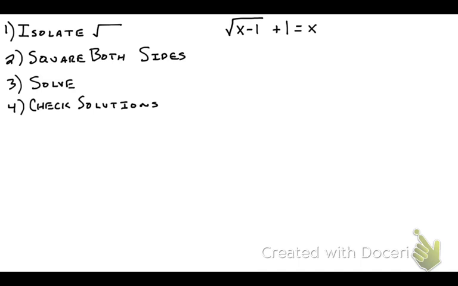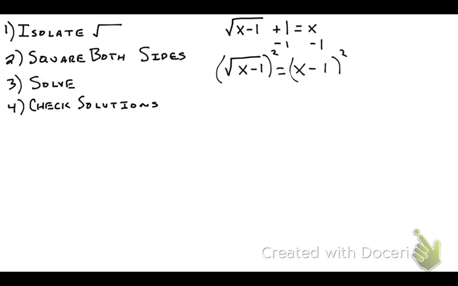In this problem, the square root of x minus 1 plus 1 equals x, we need to isolate the square root first by subtracting 1 from both sides. And this will give us the square root of x minus 1 equals x minus 1. Now that we've isolated the square root, we can square both sides.